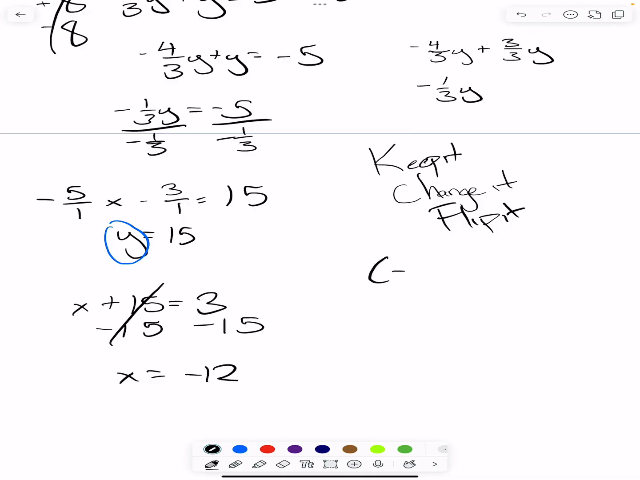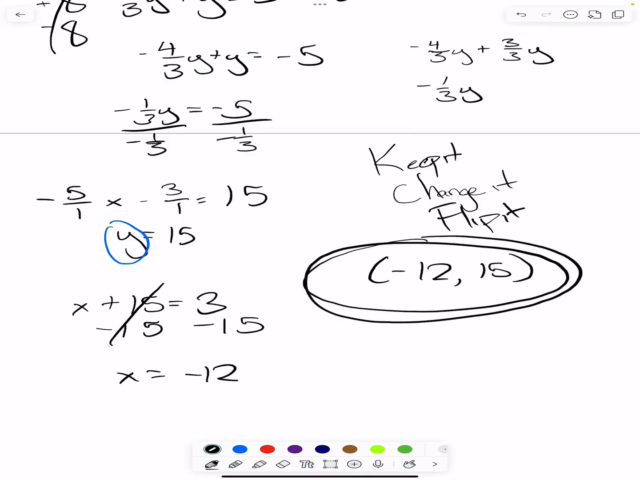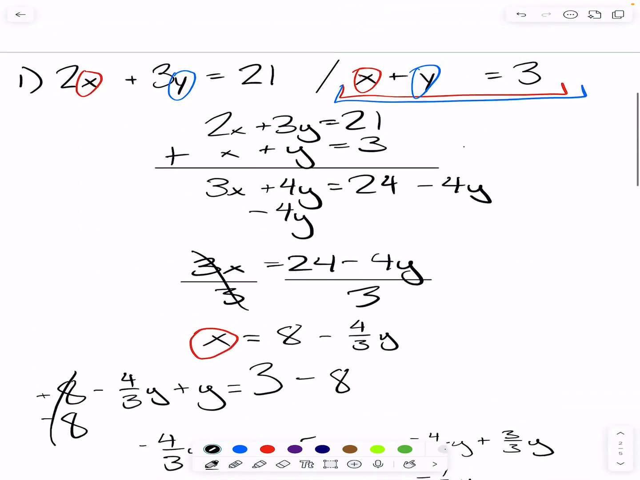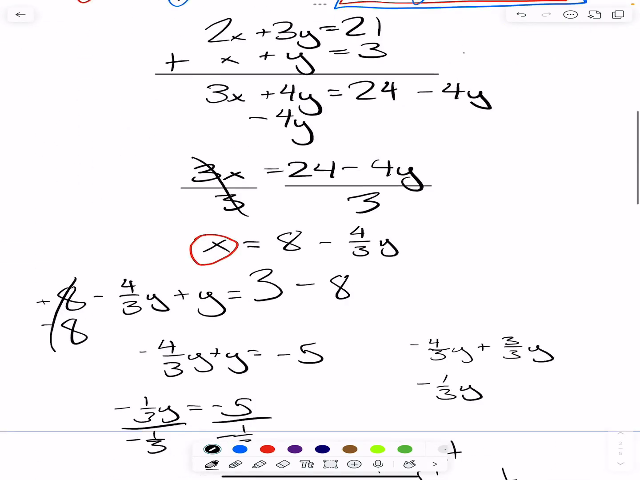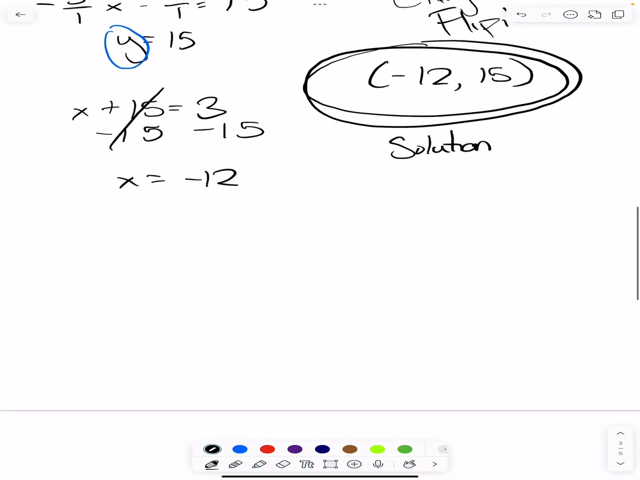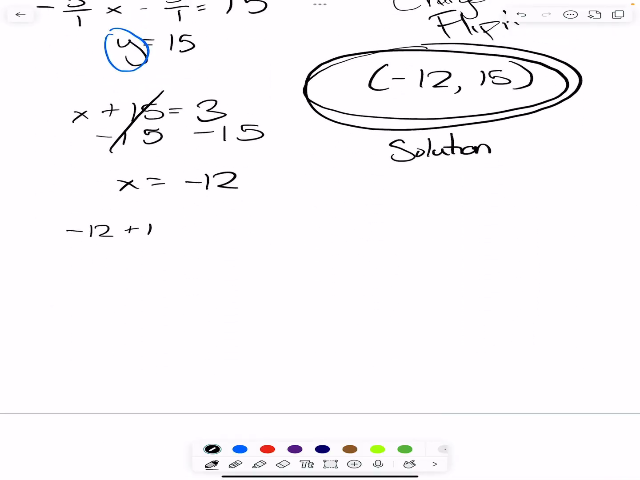So what this is telling me is that the coordinate point negative 12, 15 is the solution for this problem. Now let's figure out if that is actually the case. Let's plug negative 12 in for x and 15 in for y and see what we get. So again, let's use both of these equations. So x plus y equals 3. So negative 12 plus 15 equals 3. Does that work? Yes. Negative 12 plus 15 is 3. 3 equals 3. That is a solution.